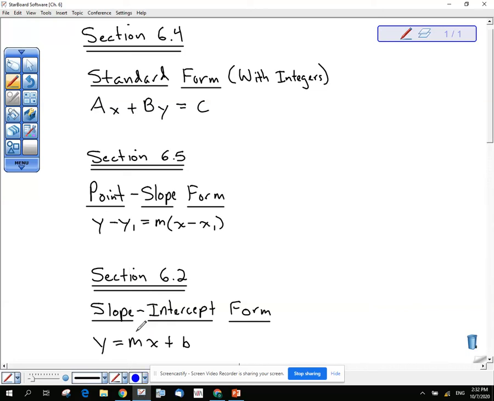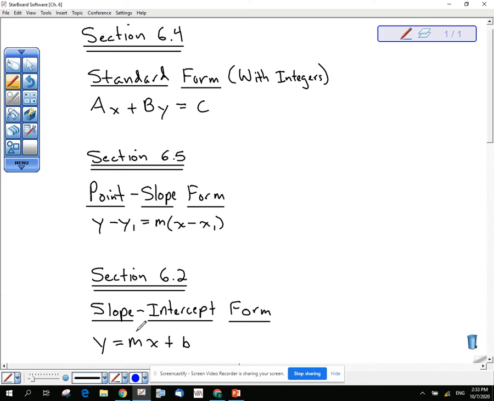Algebra 1, Section 6.4, standard form. I'm sure I'll explain this in class as well, but just a quick explanation here. I do teach these out of order. 6.2 is slope-intercept form. 6.3 is some application of slope-intercept form, like some real-life examples. 6.4 is standard form, and 6.5 is point-slope form.